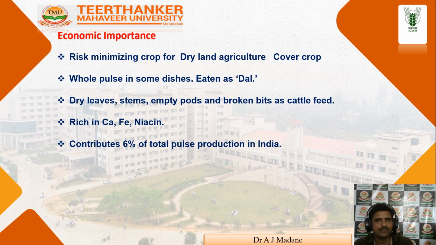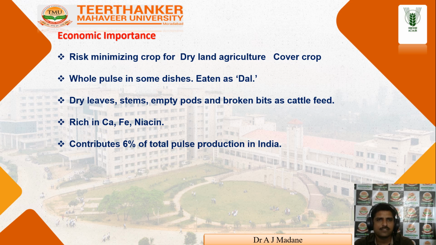Economic importance: the lentil crop is a risk-minimizing crop for dryland agriculture. Generally, in Uttar Pradesh, the Bundelkhand region cultivates the majority of this crop, and most importantly it is a cover crop. It protects the soil from wind erosion and water erosion.